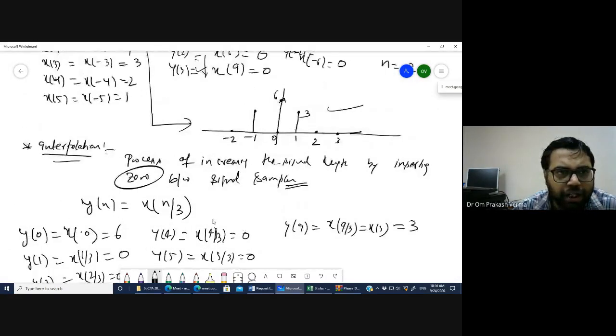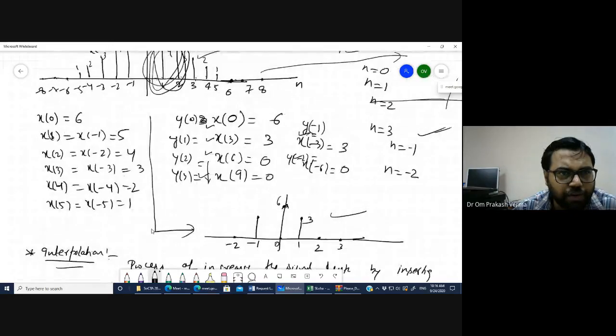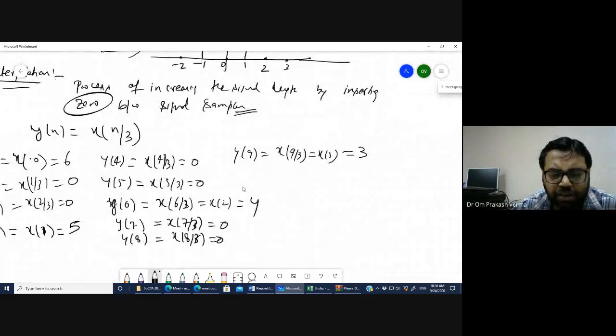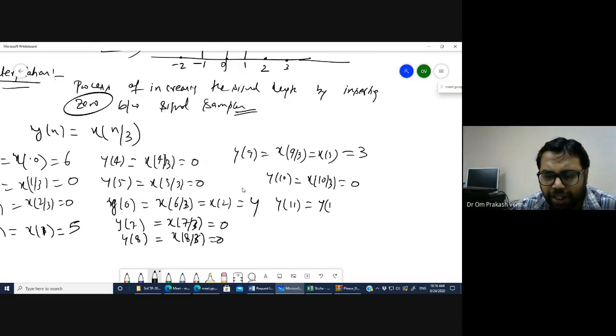And we have taken x4 also. Yes, x4 also. So just write here y10: x of 10 by 3, again 0. y11: x of 11 by 3, 0. y12: you can write 12 by 3, this is 4.